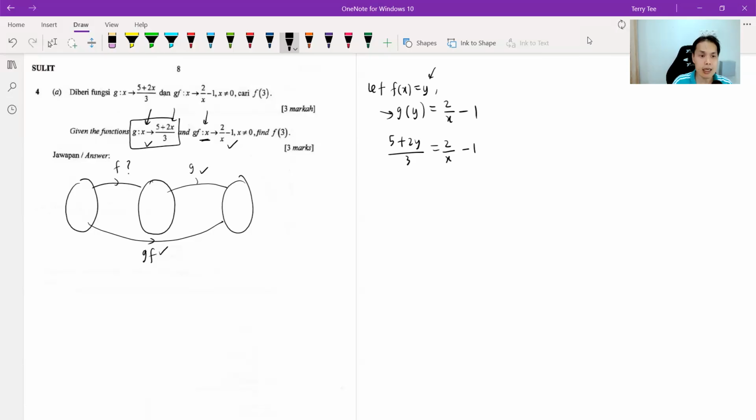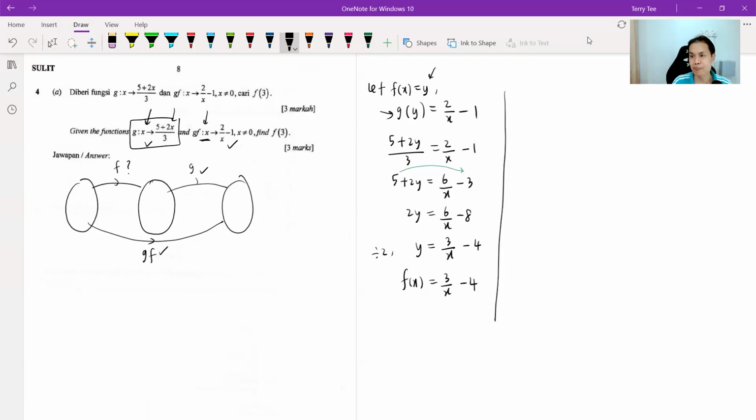Now, remember, I'm finding f(x). I'm finding f(3), actually. But before I find f(3), let's find f(x), which is y. Now, multiply by 3: 5 plus 2y is now 6 over x minus 3, right? Now, I'm going to bring this 5 to the right. So I will have 2y equals 6 over x minus 8. And since I want to find y, I have to divide everybody by 2. 6 divided by 2 is 3, 8 divided by 2 is 4. My y is my f(x), and my f(x) is 3 over x minus 4.